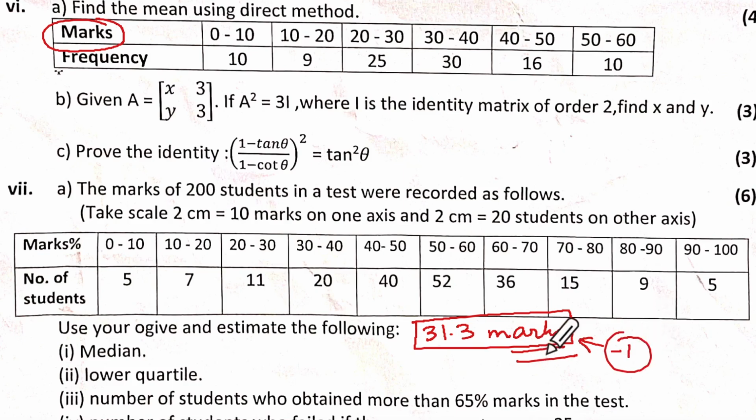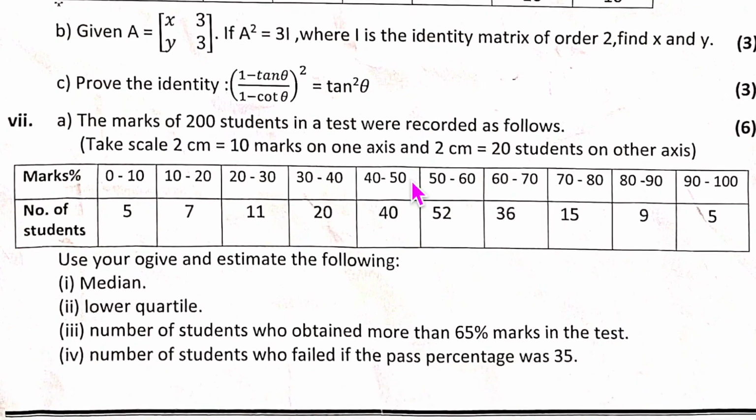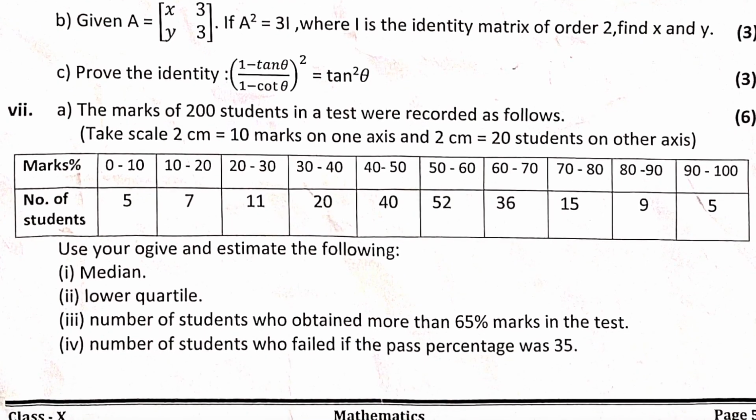Okay? Understood. Now, given A is this, A square is equal to 3I, where I is the identity matrix. Is there anyone who has a problem with something like this? Who has a problem? If you have a problem, you have to speak. So what is A? Let us see if we can write this and answer this fast.